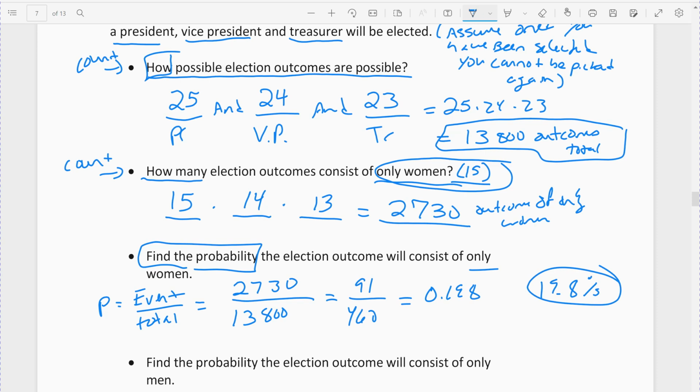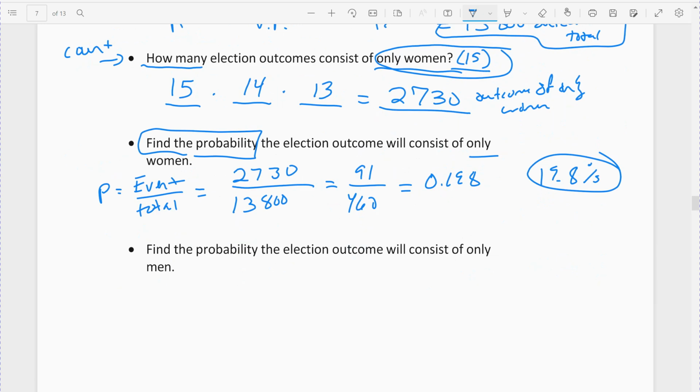If they ask for the decimal, round correctly. If they ask for the percent, round correctly. Right, next one, again, we're looking for a probability. Right, so probability is the event over the total. All right, the total's the same, and that's not going to change. It's the event I have to figure out.